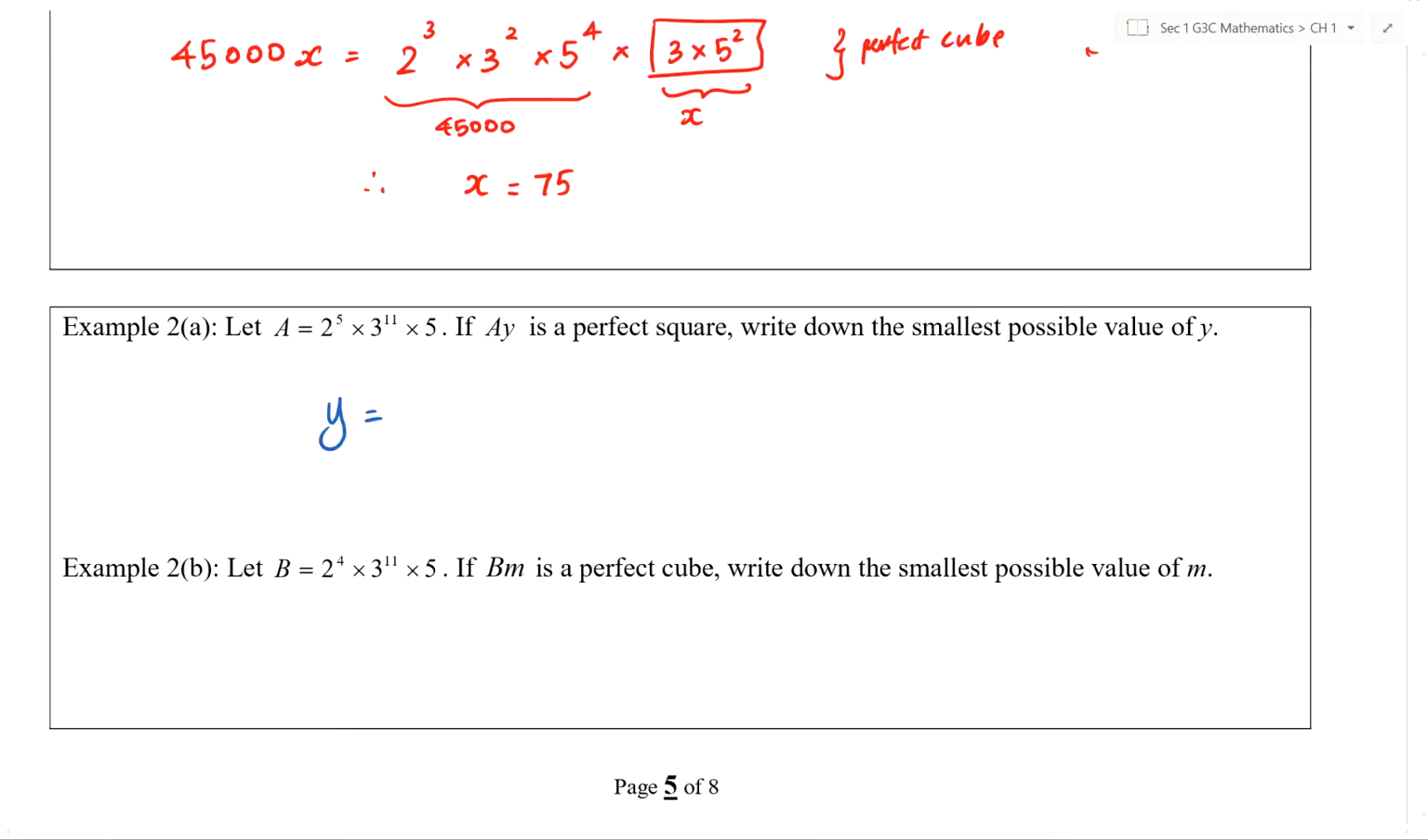Compare mentally. What should y contain? Okay, first, if it is a perfect square, we know that the powers must eventually be positive. So I showed you the different methods already. Depending on your method, some of you can actually shortcut and tell me that y is equal to 2 times 3 times 5. And that gives us 30. If you're able to do this straight away, just write it like that. And this is perfectly acceptable also.